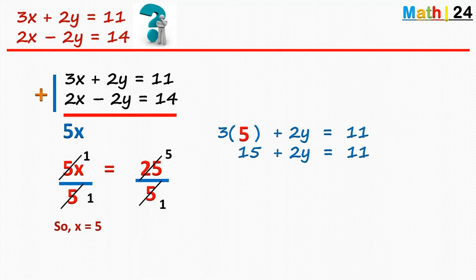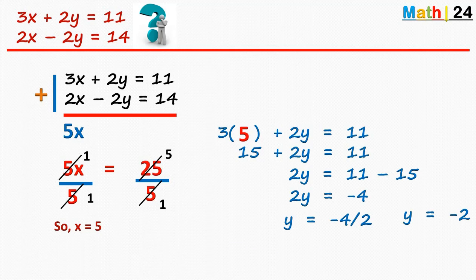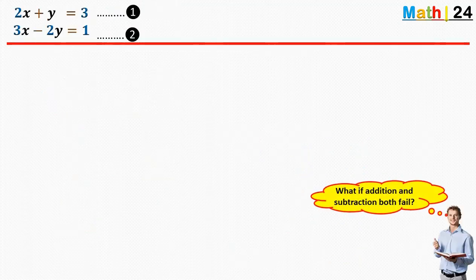11. So 3 times 5 is 15, plus 2y equals 11. 2y equals 11 minus 15, and 2y equals minus 4. y will be equal to minus 4 over 2, which is minus 2. Thus, x equals 5 and y equals minus 2. Let's take a third example.